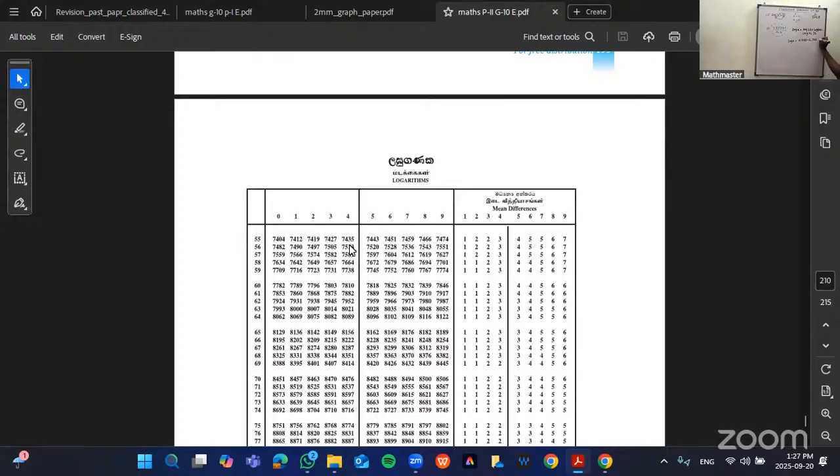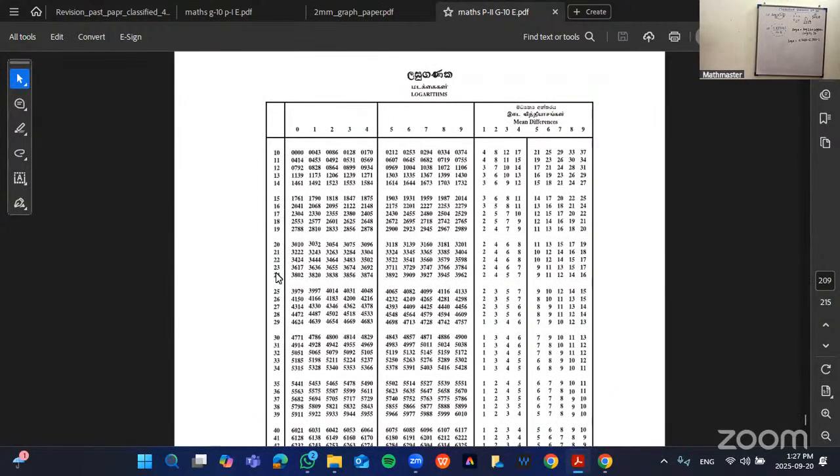7513. Then minus, then here 24.16. You have to make this into a scientific notation. You have to bring this 1 into this side. That means 1 point. Then see, the first two numbers are 24, then 1 and 6. So that means here the 24th row, the first column, and the sixth mean difference. The 24th row, first column, that is 3820, and the sixth mean difference is here, 11.